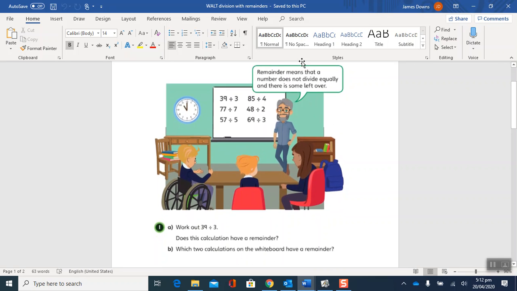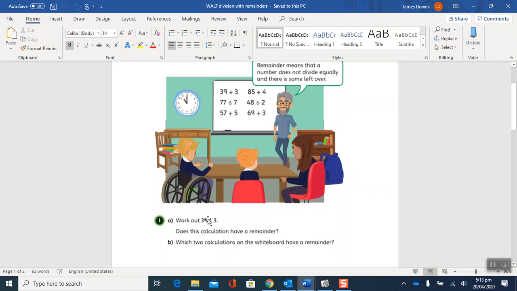So at the front, we've got a teacher and a student. The teacher says, remainder means that a number does not divide equally and that there is some left over. For example, if you have one brother or sister and your parent makes you 5 pancakes to share between the two of you, you'll each get 2 whole pancakes, but then there'll be 1 pancake left over. Okay, and that's the sort of thing we're looking at. We're looking at the leftovers.